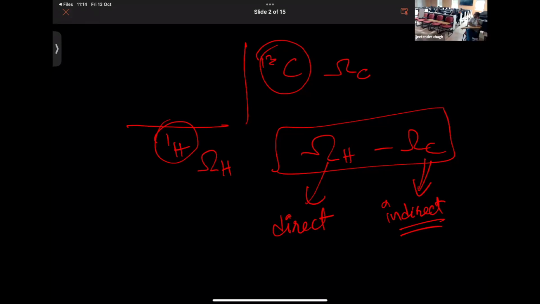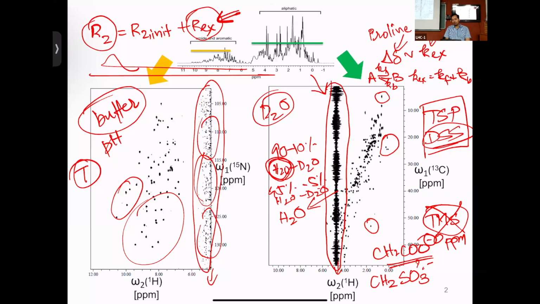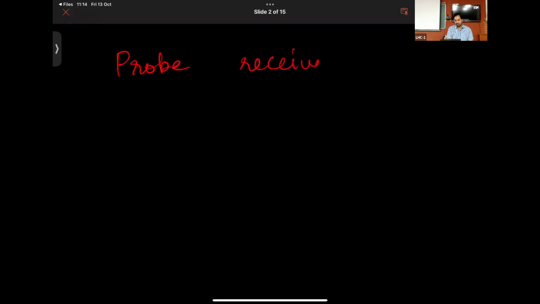Sir, when the salt concentration is very high in the buffer, it is very difficult to suppress water. Why is it so, sir? This goes back to what is a hardware-related phenomenon. The probe, which is where you have the transmitter receiver for all your signals, is sensitive. There's a filling factor that comes in. The filling factor is very sensitive to any changes of buffer that you have.